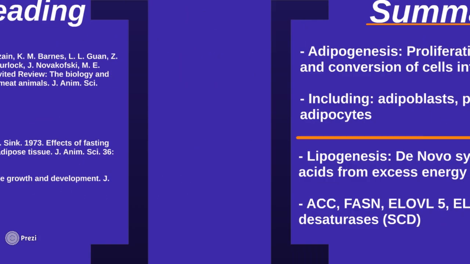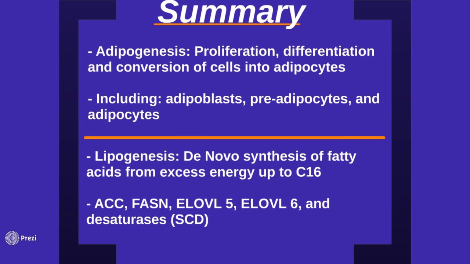So to conclude real quick, adipogenesis is the proliferation, differentiation, and conversion of cells into adipocytes. This includes the adipoblast, the pre-adipocyte, and the mature adipocytes. Lipogenesis, on the other hand, is one portion of how the adipocyte fills the lipid droplet and stores energy. They can do so using de novo synthesis. However, this can only create fatty acids up to 16 carbons in length.